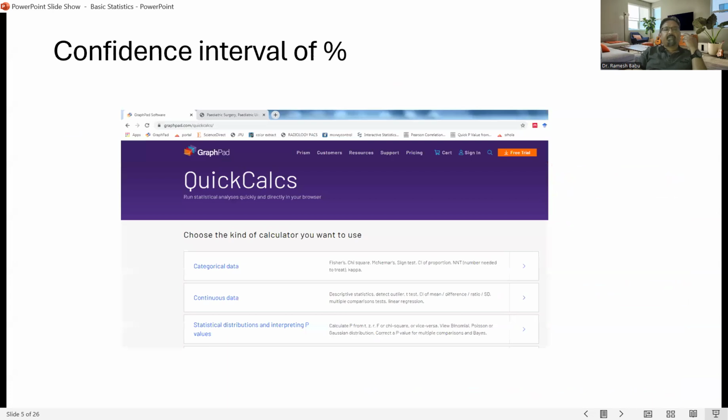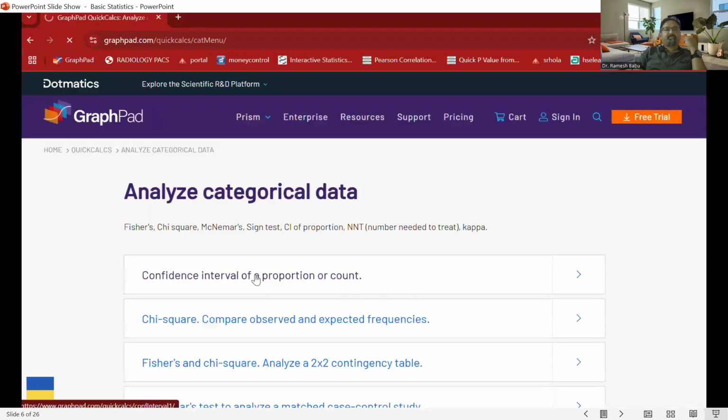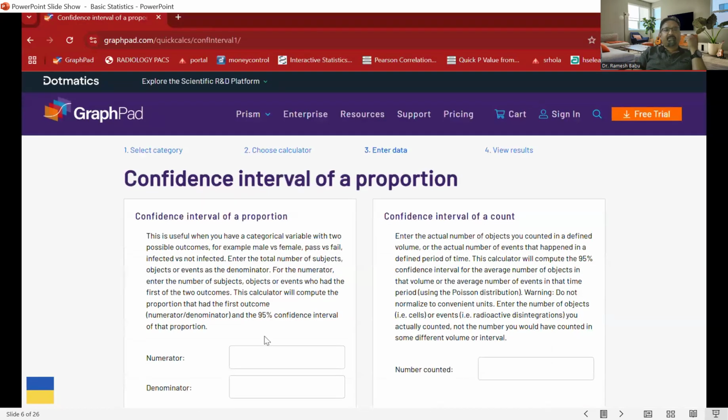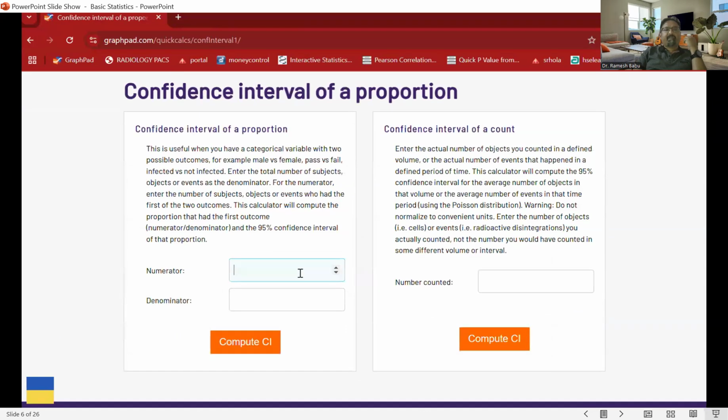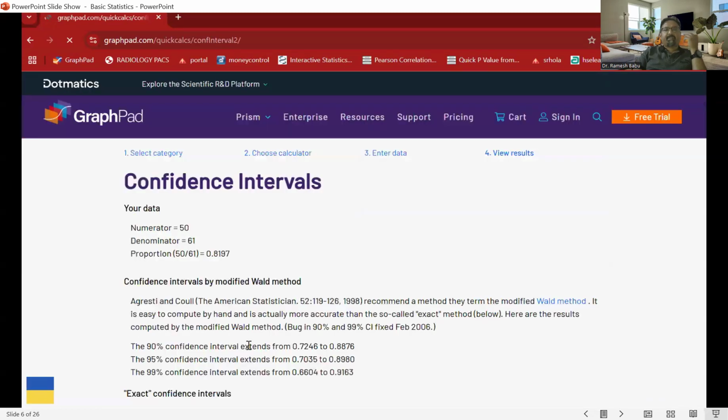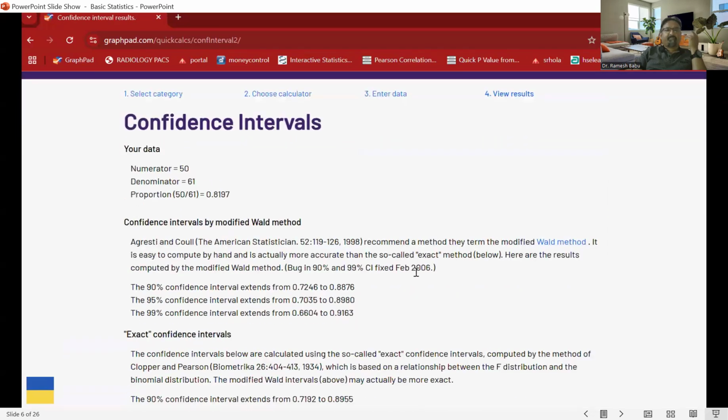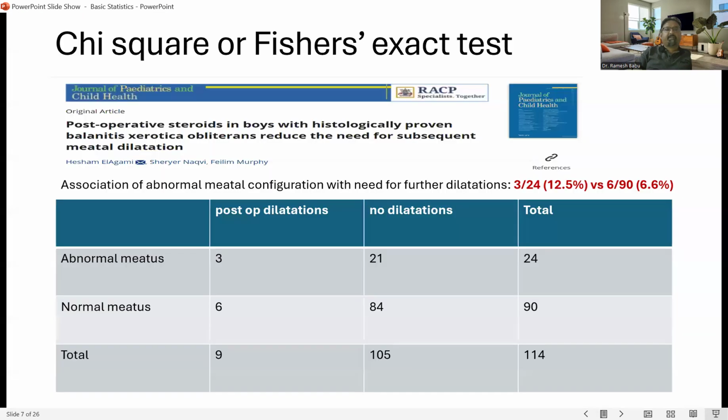So how do you obtain that 95% confidence interval? I use this online calculator, which is available free. I go to GraphPad and then enter the value there, 50 out of 61, and then compute the confidence interval. I find that it immediately gives me the 95% confidence interval. So that is a simple way of finding out the confidence interval for any data.